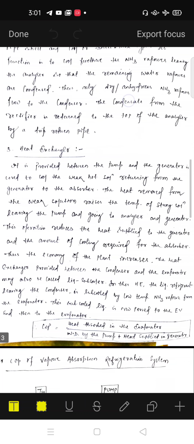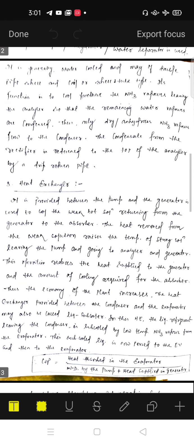Next is your heat exchanger. I have told you that two heat exchangers are used. One is placed between the condenser and evaporator, and another one is placed between the absorber and the generator. It is provided between the pump and the generator, and is used to cool the weak hot solution returning from the generator to the absorber.